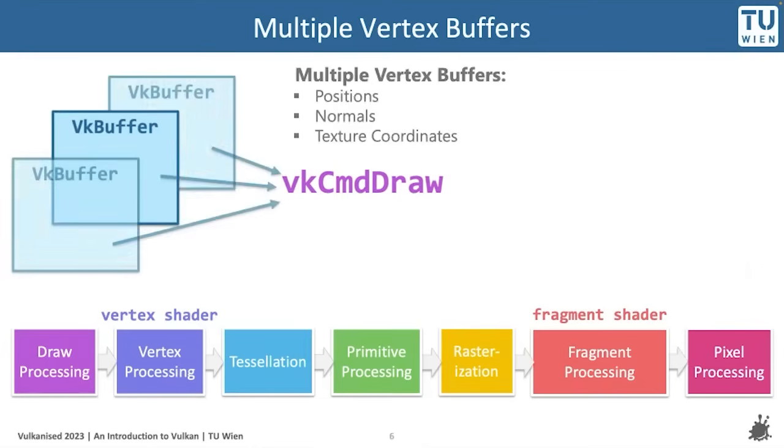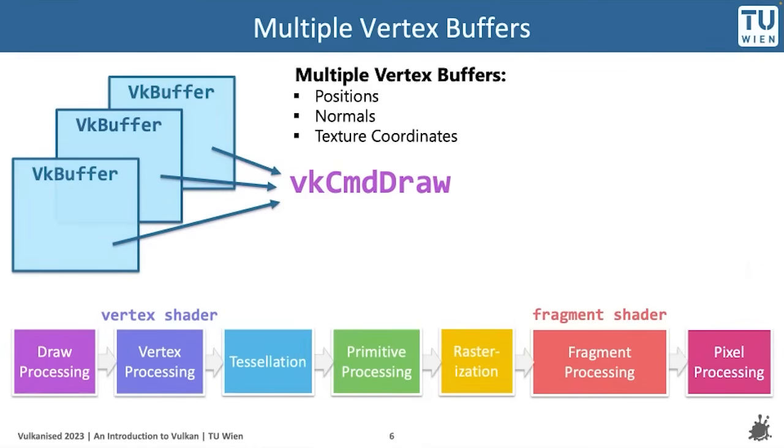This time, we will use 3 buffers for this, because we not only have positions, we also have normals and texture coordinates. For instance, normals are used for shading, and texture coordinates are used for wrapping an image onto a 3D object.